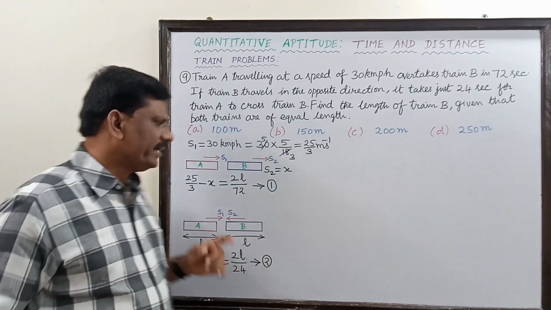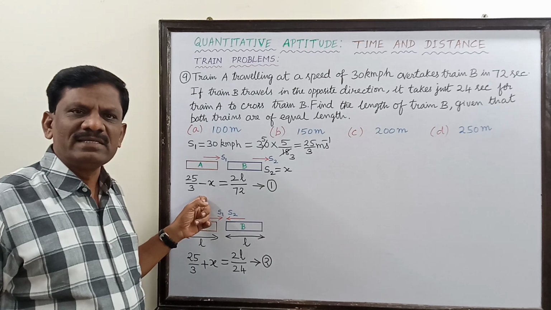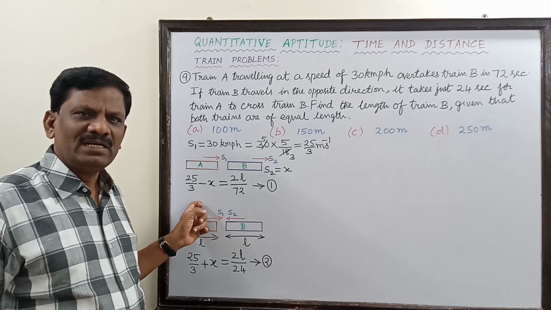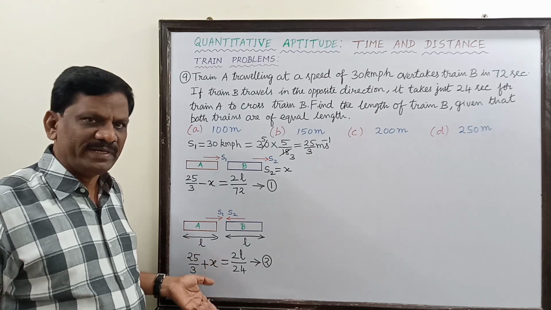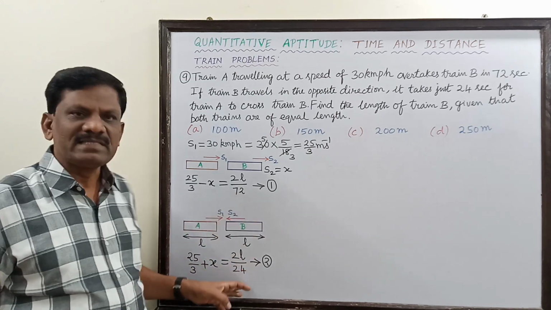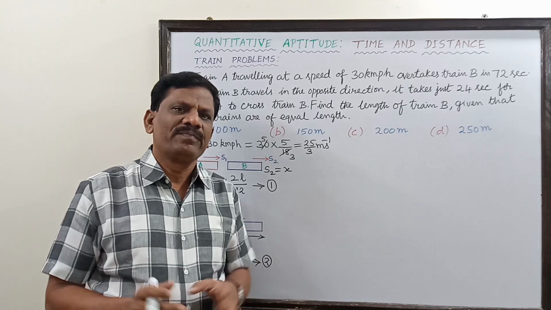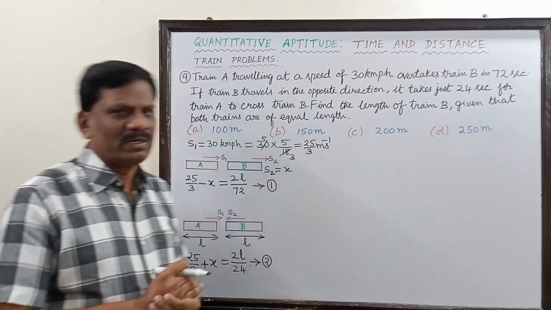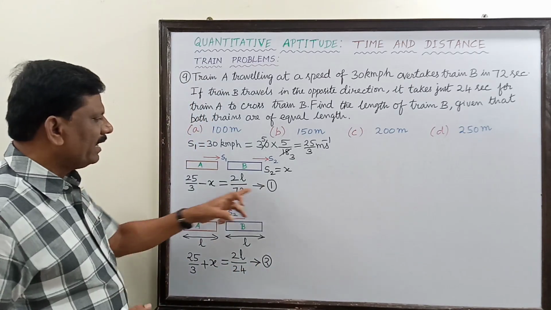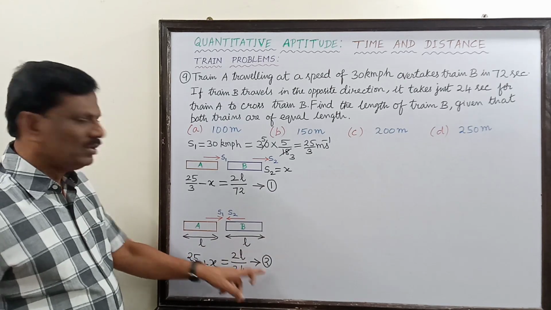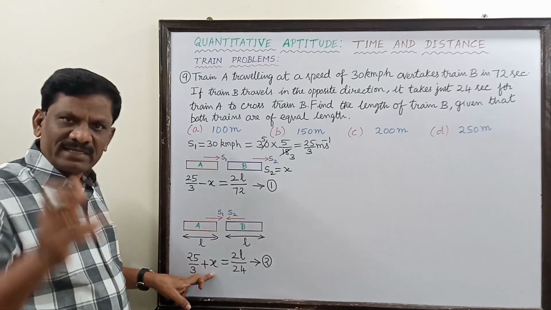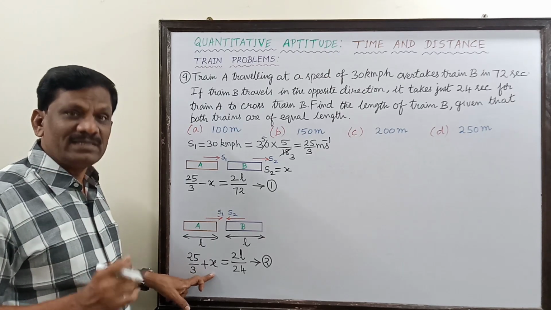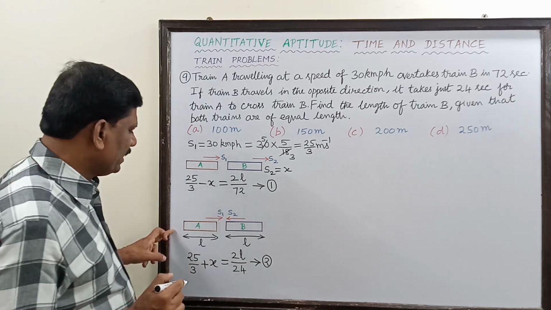In the first case, relative speed of the 2 trains is what? Difference between their speeds. And in the second case, the relative speed is the sum of the 2 speeds. Now 2 equations are being formed. Now we have to add equation 1 and 2. When I add equation 1 and 2, on the left hand side you see that minus x and plus x get cancelled. Is it not? That is the idea. So adding 1 and 2.